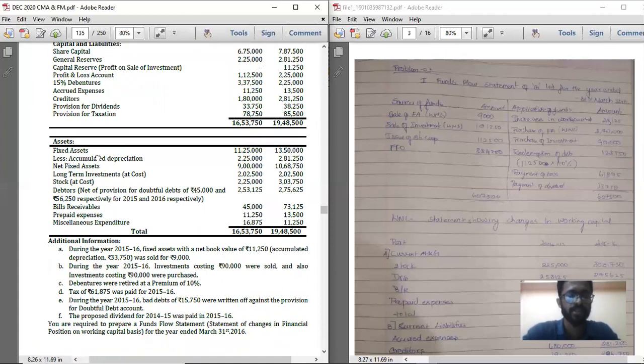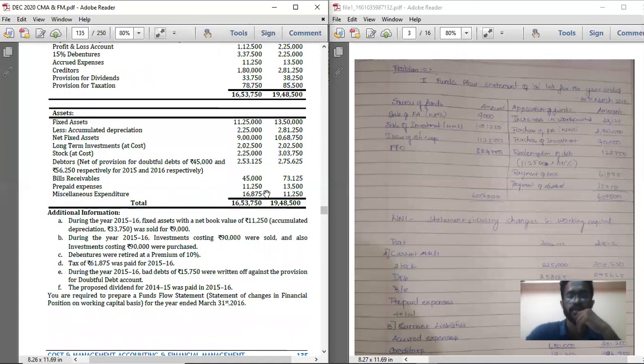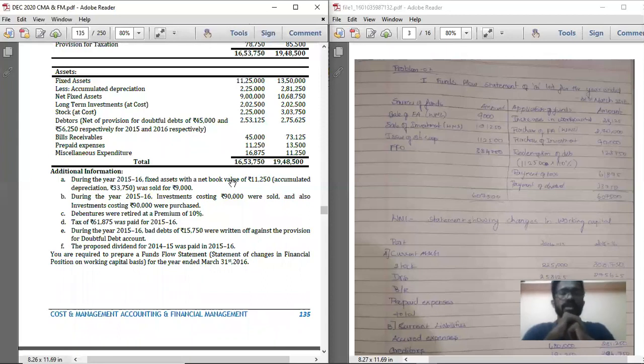Next, fixed assets less accumulated depreciation, they are given as net fixed assets. Then long-term investments at cost, stock at cost, debtors, net of provision for doubtful debts of 45,000 and 56,250 for the respective years. So debtors are after provision for doubtful debts. Next, bills receivable, prepaid expenses, both are current assets. Miscellaneous expenditure: there has been some write-off of miscellaneous expenditure, which should be taken to the application of funds.